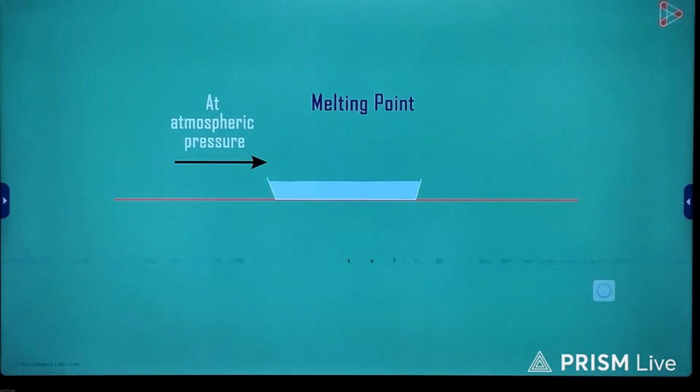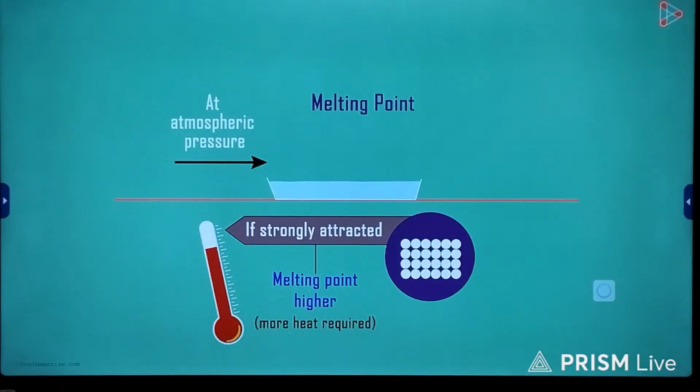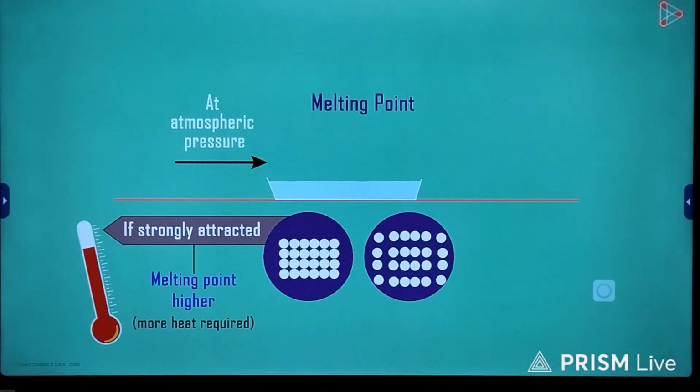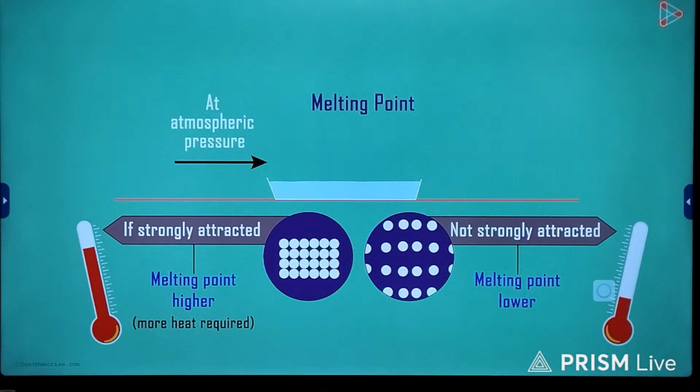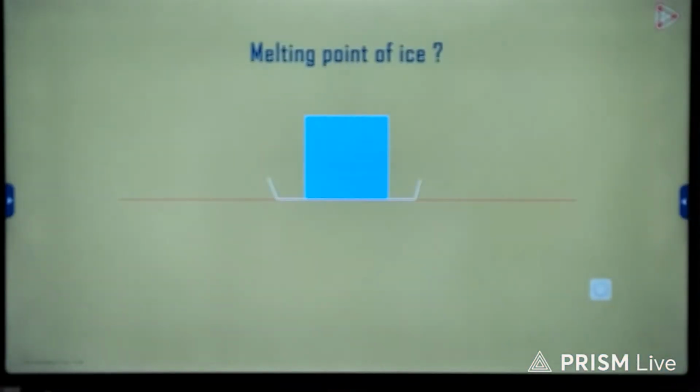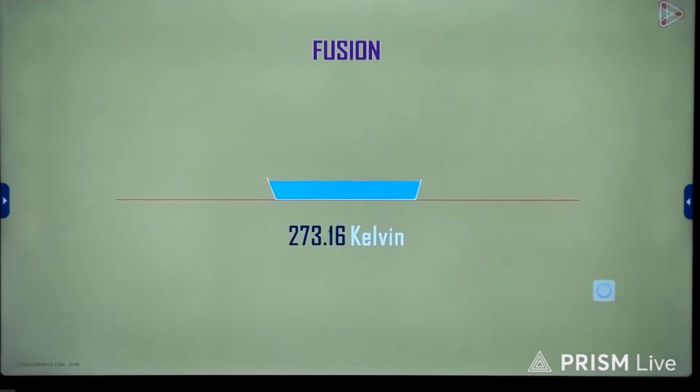But let's understand it in simple terms. The melting point indicates the strength of the force of attraction between its particles. If the particles are very strongly attached, the melting point will be higher as more heat will be required. If the particles are not so strongly attached, then the melting point will be relatively lower. Do you know what the melting point of ice is? It is 273.16 Kelvin. This process of solid changing to liquid is called fusion.